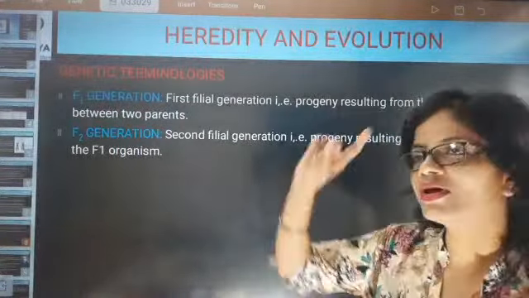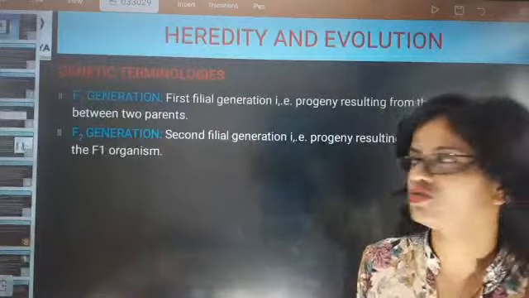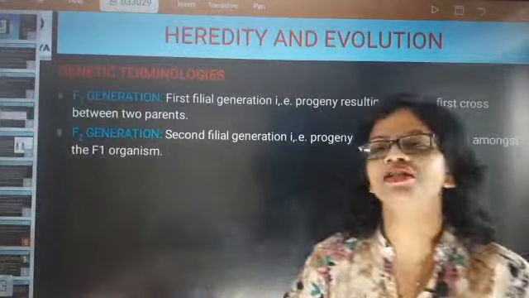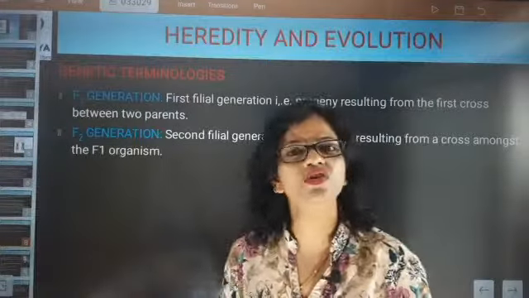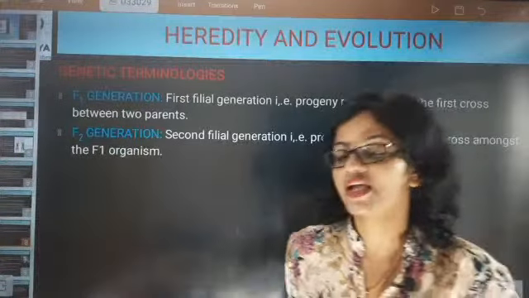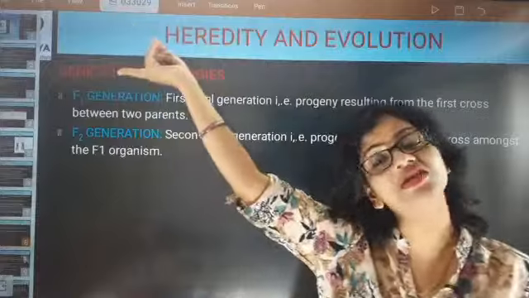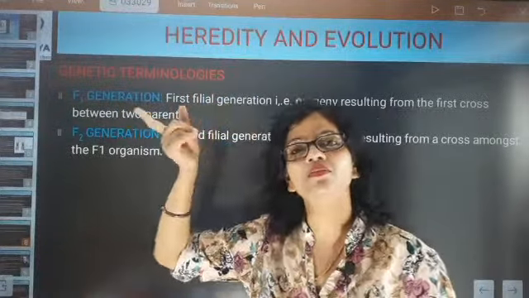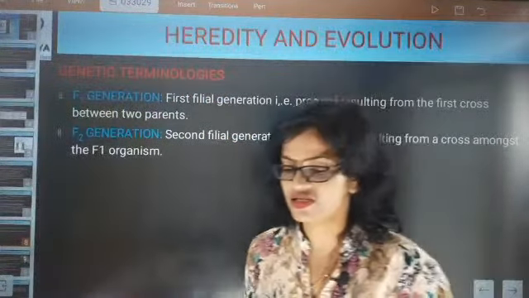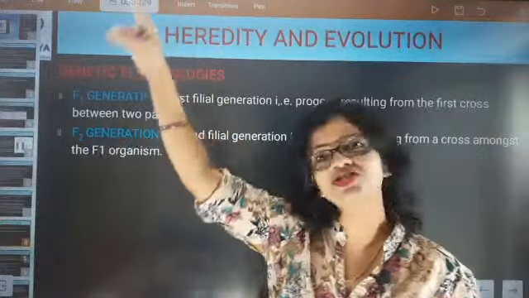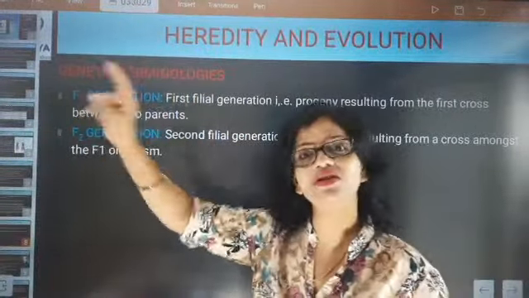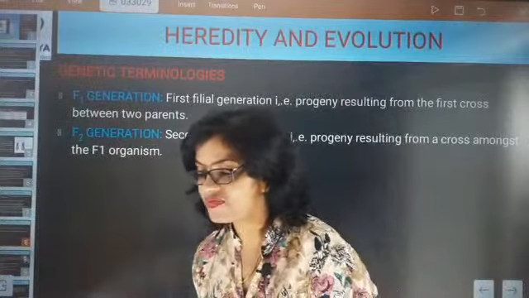From great grandparents to me, 4 generations are over, but what we are genetically checking is 2 generations, first generation and second generation. If my father is first generation, then I become the second generation. If my grandfather is the first generation, then my father is the second generation. Are you understanding? If my great grandfather is first generation, then my grandfather is second generation. I hope you might have understood.